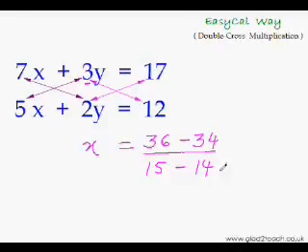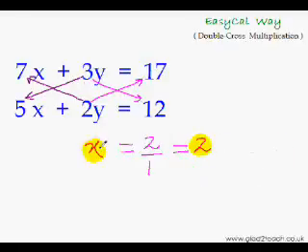Now we can easily simplify this. 36 minus 34 is 2, and 15 minus 14 is 1. That means x is equal to 2. See, it's so simple. So have you understood this method? We just have to cross multiply twice, once on this side and second time on this side. And since we are cross multiplying twice, therefore this method is called double cross multiplication.